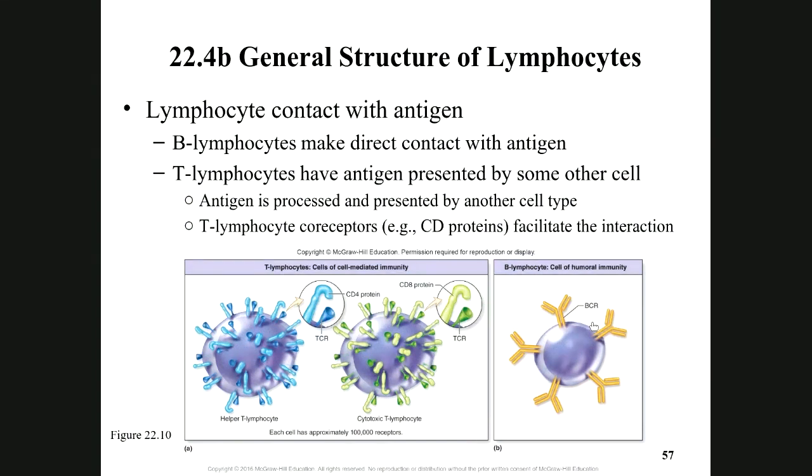A T lymphocyte must first have the antigen processed and presented in the plasma membrane of another type of cell. T lymphocytes simply are not able to recognize the antigen without this step. In contrast, a B lymphocyte can make direct contact with an antigen, and it doesn't need any cells as the host of that antigen.